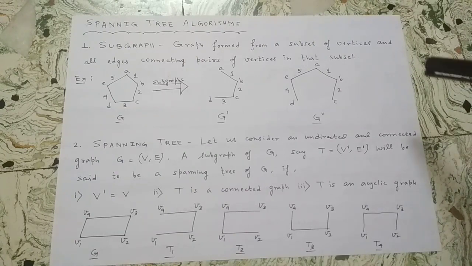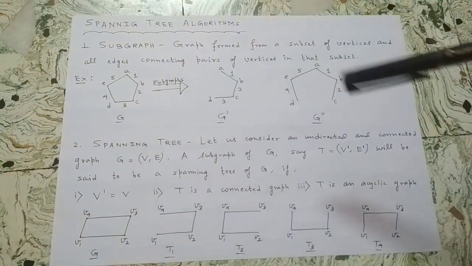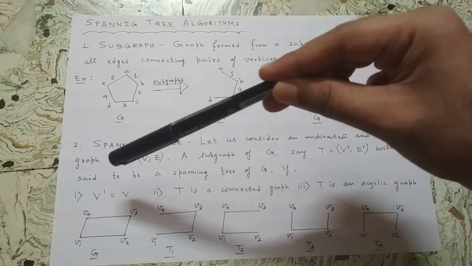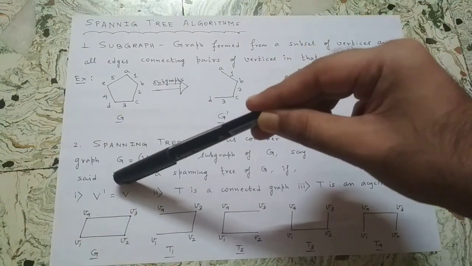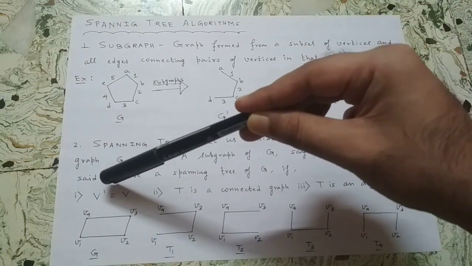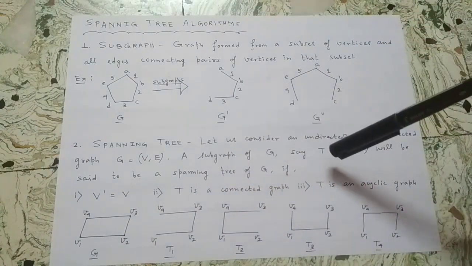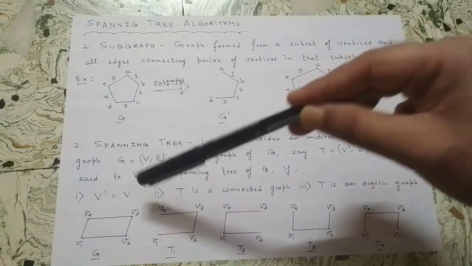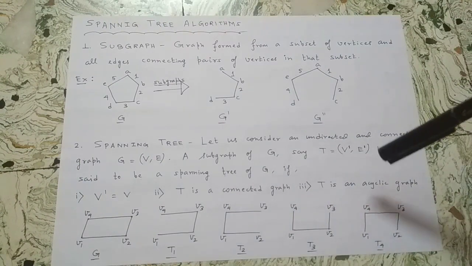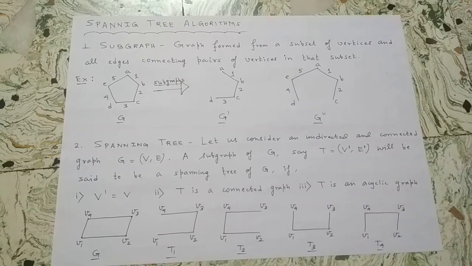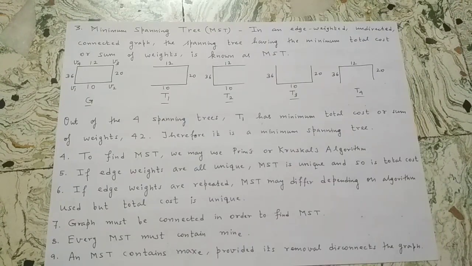So if you have a subgraph which satisfies all the 3 conditions mentioned here, that is, all the vertices present in the original graph must be present in the subgraph, the subgraph has to be connected, and the subgraph has to be acyclic, then we say that the subgraph is a spanning tree. So I hope this definition is understood. Now let's move on.